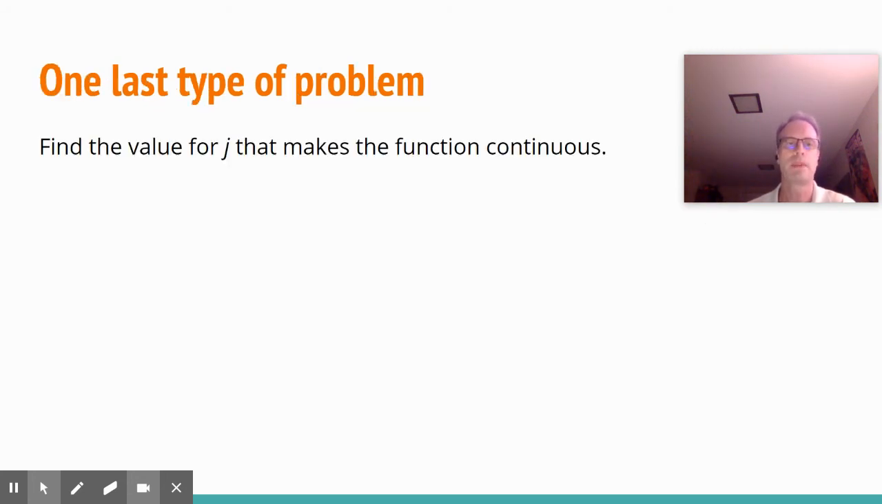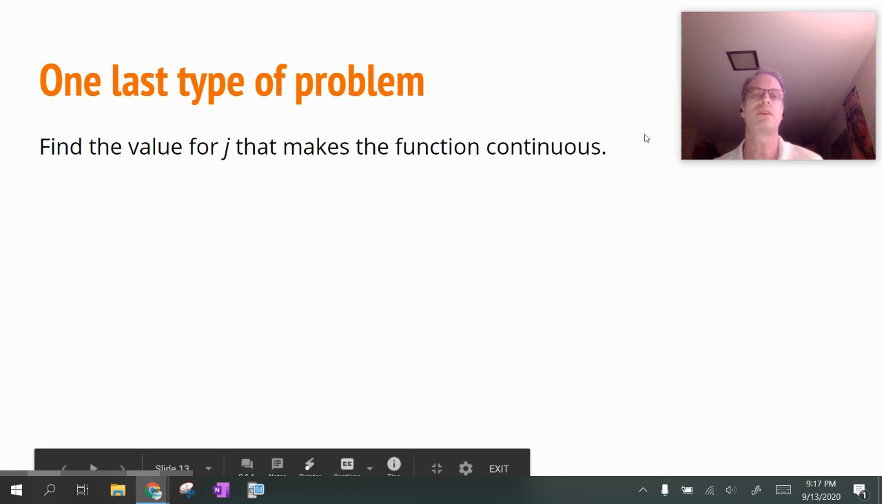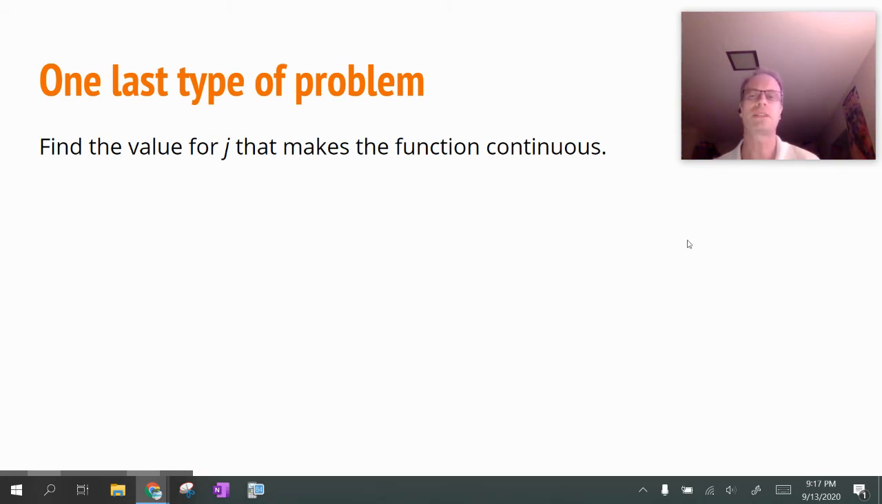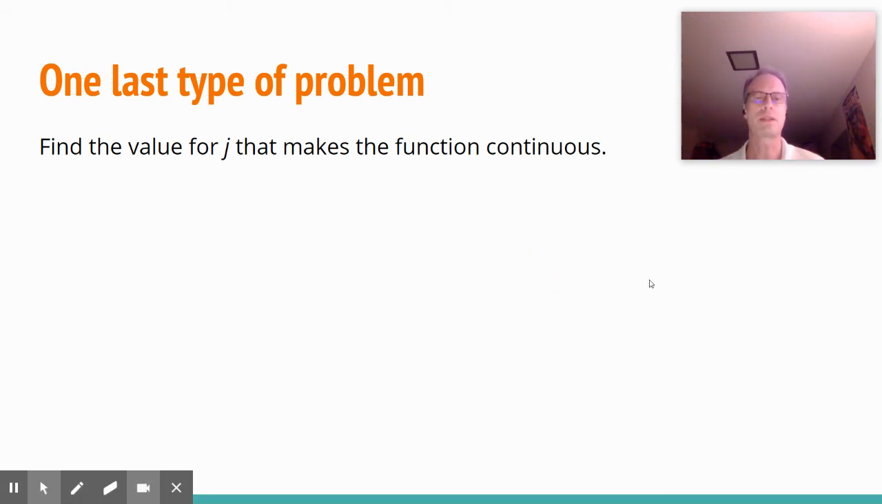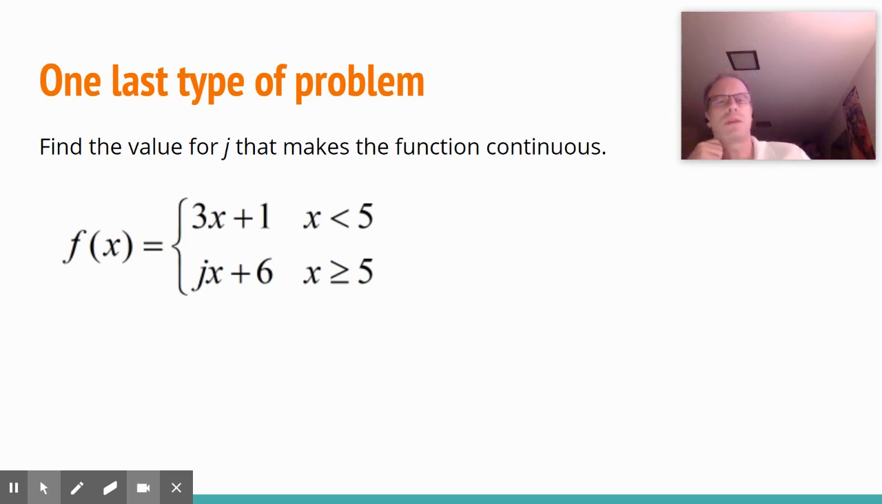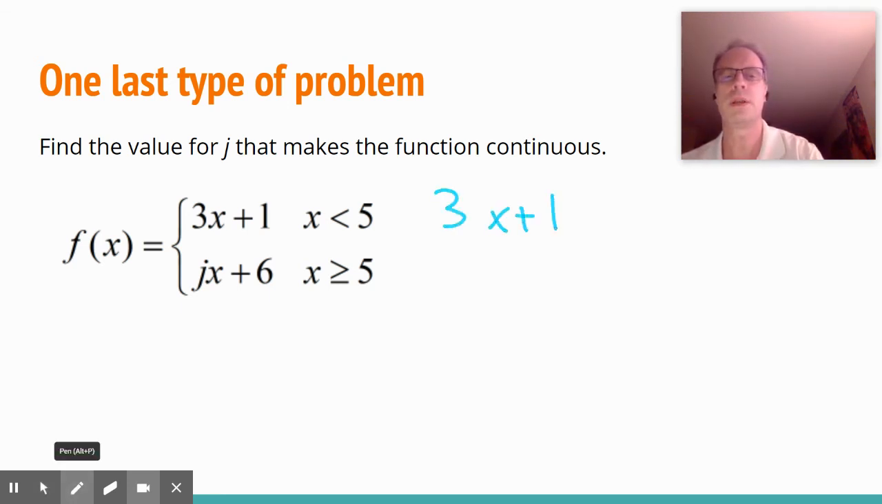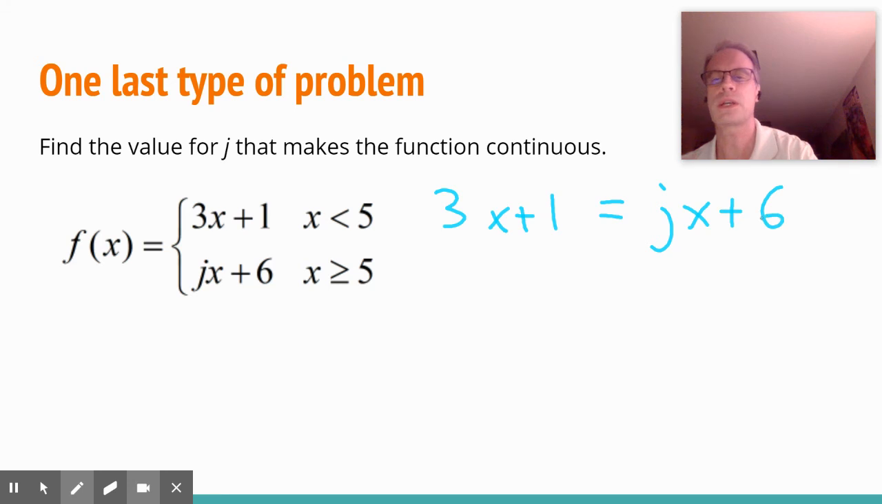Not anything complicated. The other way you can do this is by being given a function and you have to do something to make the function continuous. This is a slightly different type of problem, but it's also talking about continuity. So here's my example. It's saying, let's find the value for j that makes my function continuous. If I'm looking at a continuous function, that must mean that I'm looking for 3x + 1 to be equal to jx + 6.